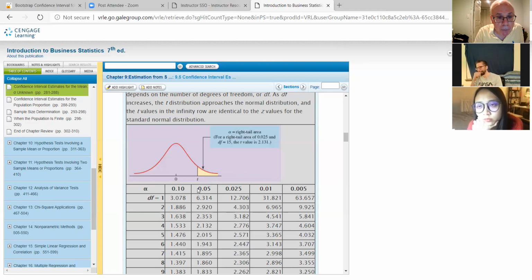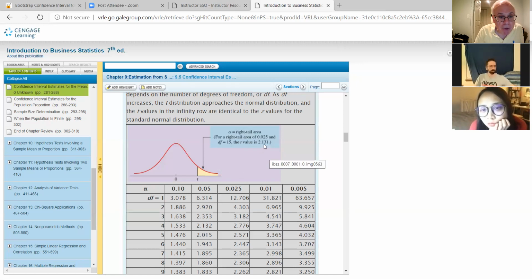Alpha. All right, let me make sure that's right before I might be wrong about that. Hold on a minute. No, that is the right tail area. Alpha is the right tail area. All right. Yeah, so that's what it is.